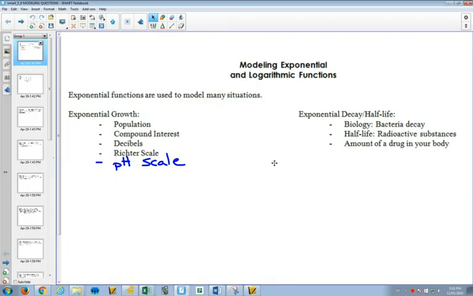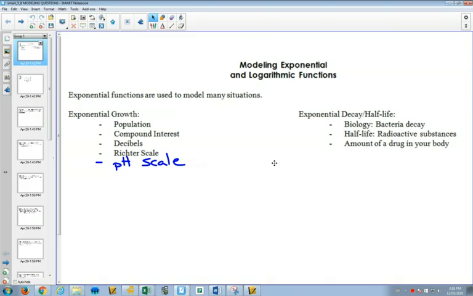So now we are going to look at where you use logarithms and exponential functions to model real-life situations. And on your exam, you could get any one of these.